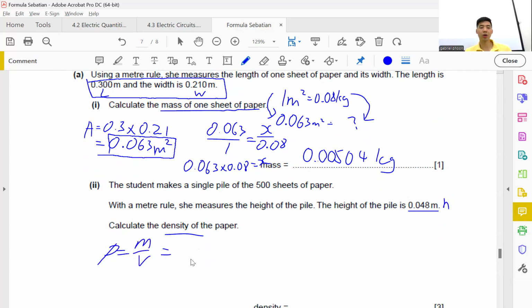How much is the mass of 500 sheets? How do I do it? How do I find the mass of 500 sheets, guys? Yep. And the volume will be? How do I find the volume this time?